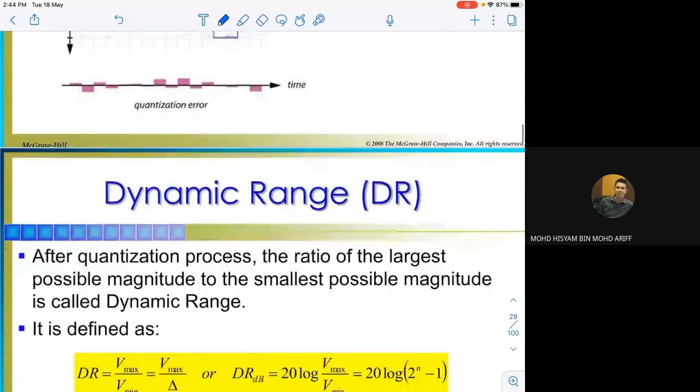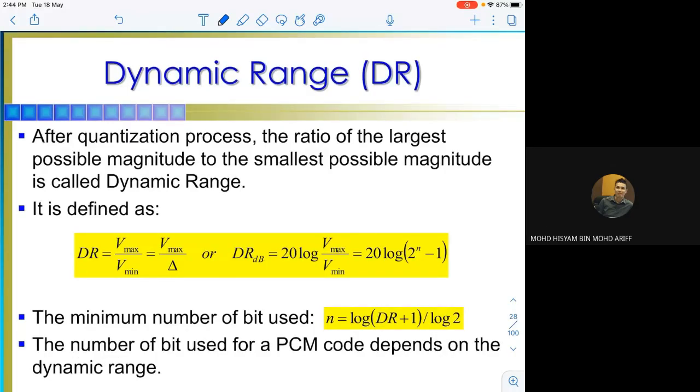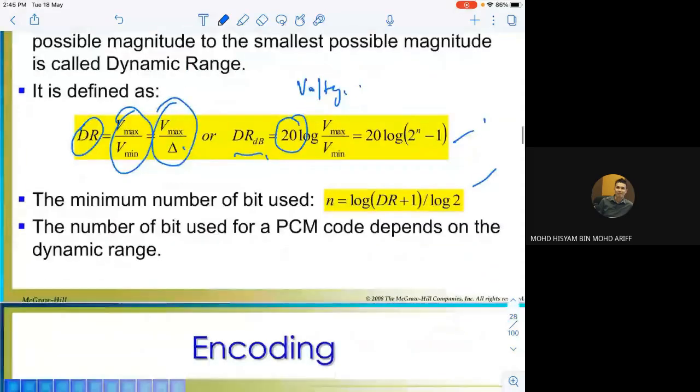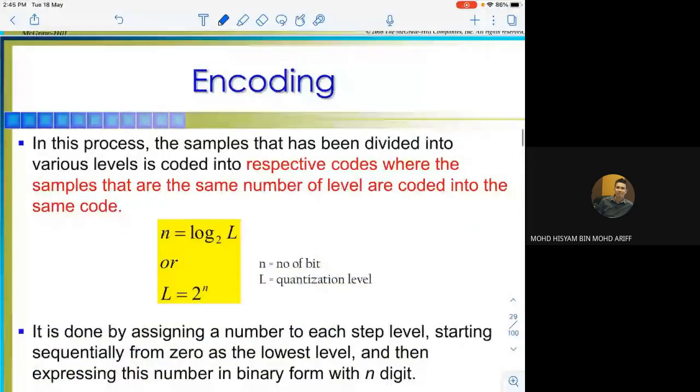Now dynamic range. This is the formula for dynamic range: DR equals Vmax over Vmin equals Vmax over delta V. And then DR in dB equals 20 log, because we deal with voltage. You got this formula. Don't worry, I will give you a tutorial, then you will know how to use it. Right now I don't have the values so you don't get a headache. Just copy the formula. Okay, dynamic range. Then we go to encoding. This is encoding.